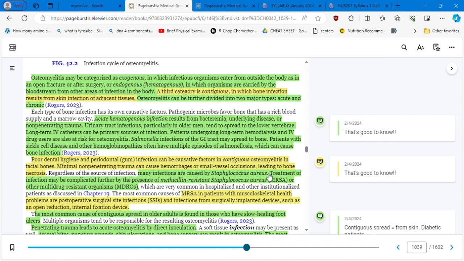the amount of infections is amazing, okay, and it's very dangerous.